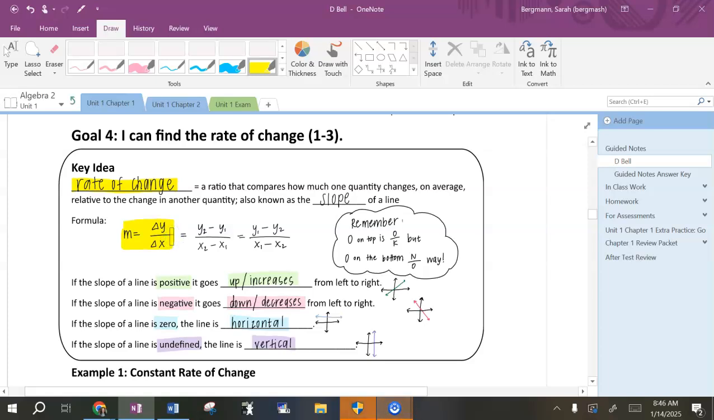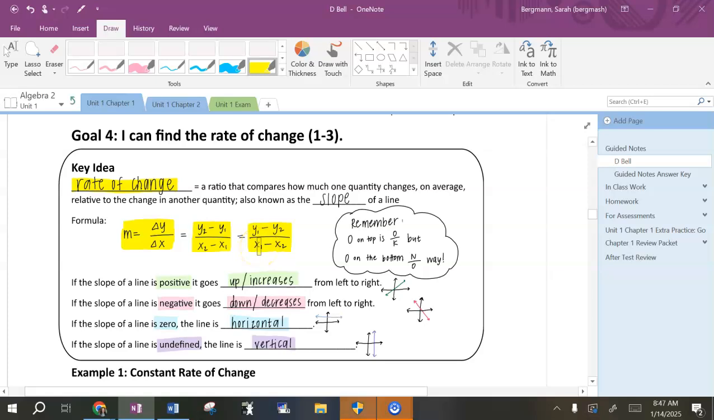The way to find the change in y over the change in x, you have two options. You can either take the second y value minus the first y value and divide that by the second x value minus the first x value. Or you can do it the other way around: the first y value minus the second y value, divided by the first x minus the second x. You just have to be consistent. So if you do the second y first, then you have to do the second x first. Or if you do the first y first, you have to do the first x first.